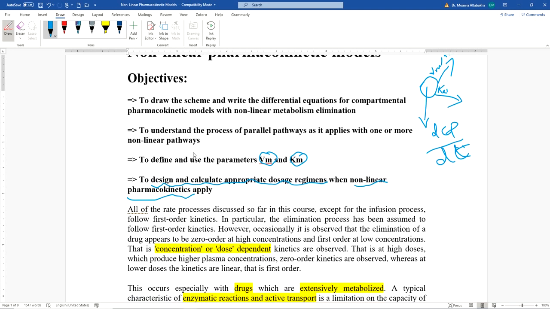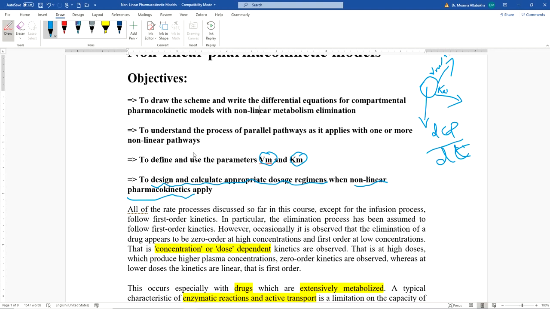Now, if you remember, we said initially that non-linear is different from linear. Linear means first order, full stop. But when we say non-linear, here we will talk specifically about certain cases. Then we will focus on certain cases. We will not talk about all types of non-linear pharmacokinetics. What is this case that I will talk about?